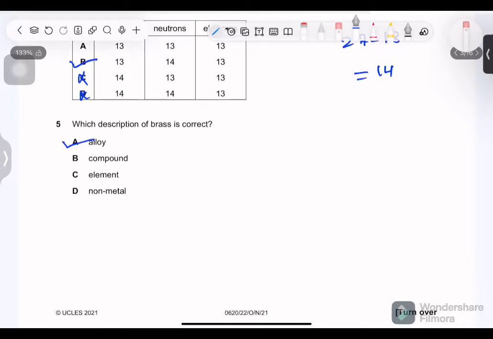Which description of brass is correct? It is an alloy, a metal combined or mixed with another element. It can be a metal or a non-metal. Not a compound, not an element, not a non-metal.